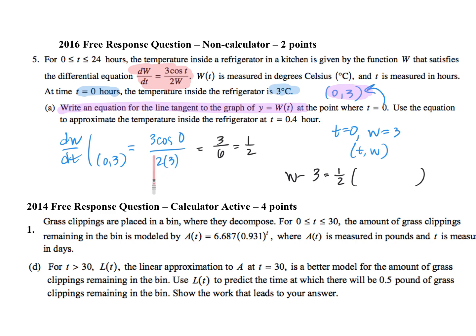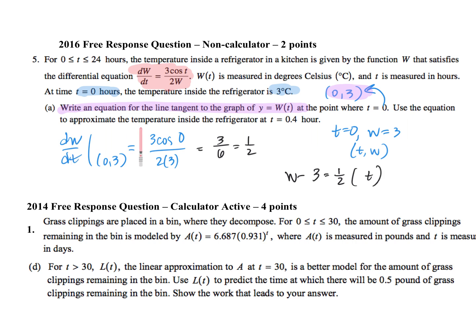Totally good. And I can't write x minus, I've got to write t minus. Do you have to do t minus 0? Could you just do t? So that's our tangent line. Boom, we got a point.